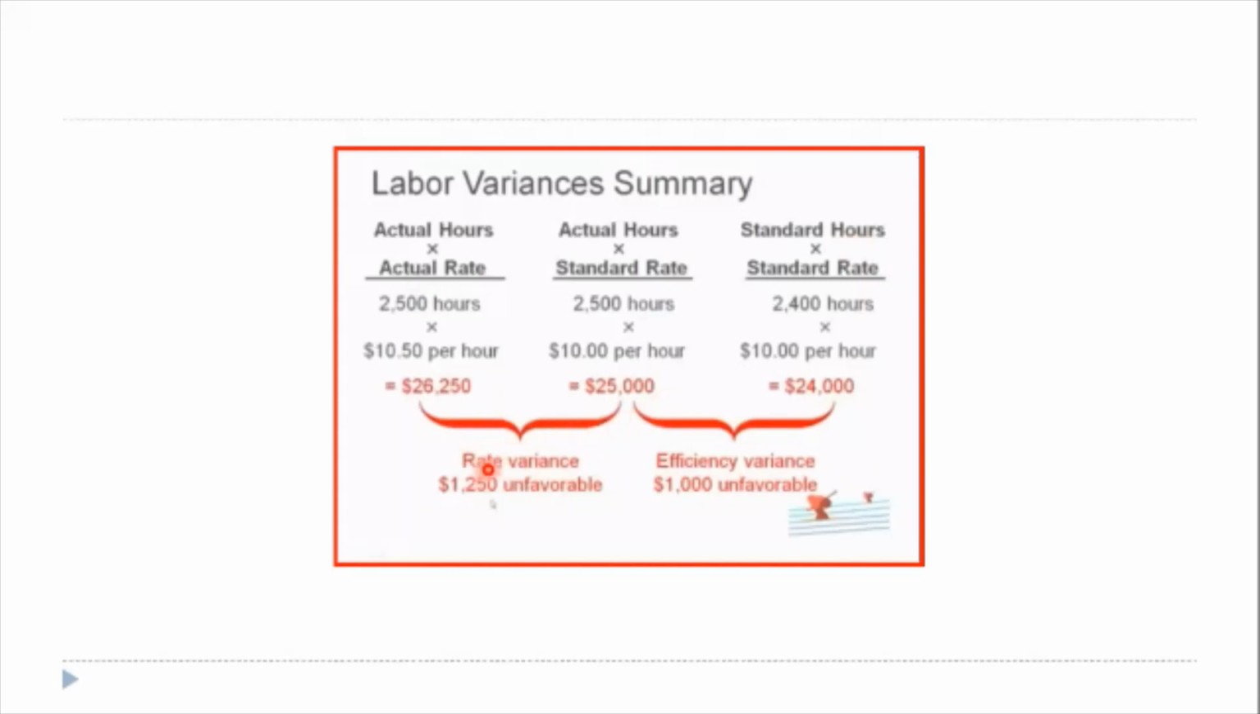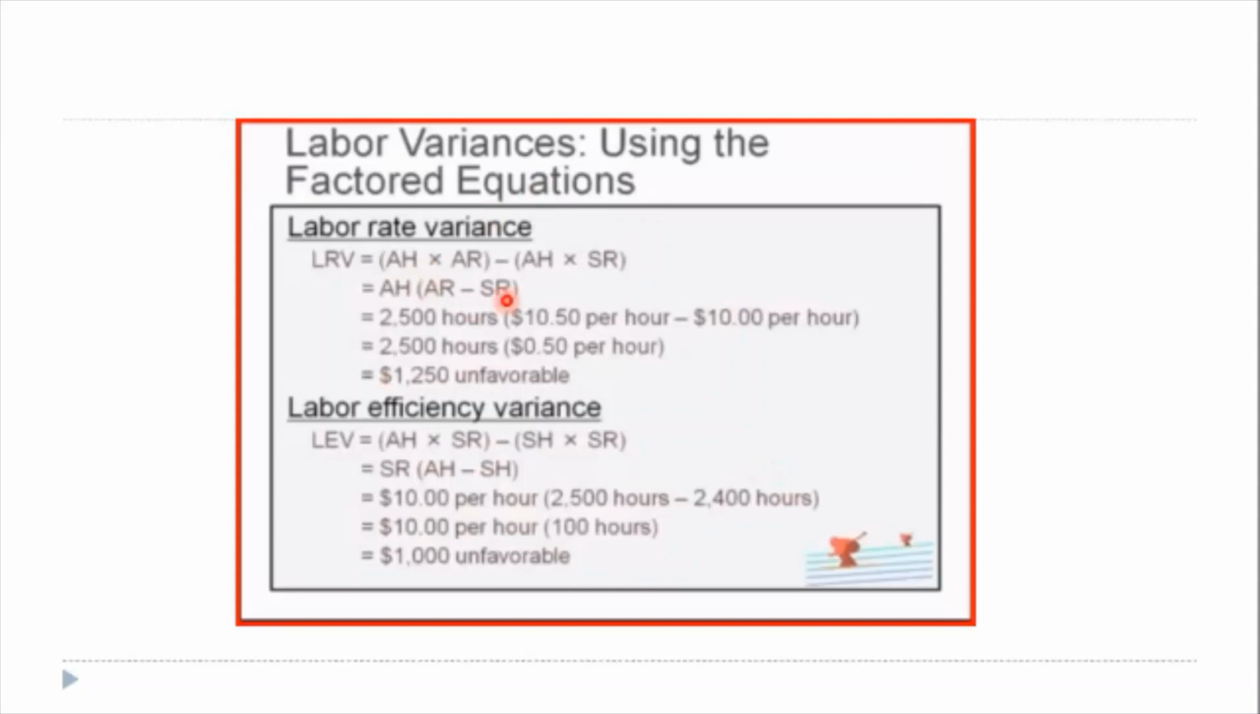You wouldn't call it a price because you're dealing with labor, and you wouldn't call this quantity either. You don't normally speak about quantity of labor, but you talk about efficiency of labor. Or you can use the equations again and work it out. You get your favorable and unfavorable. Both of them are unfavorable this time. You can add them together and you will get your total variance.